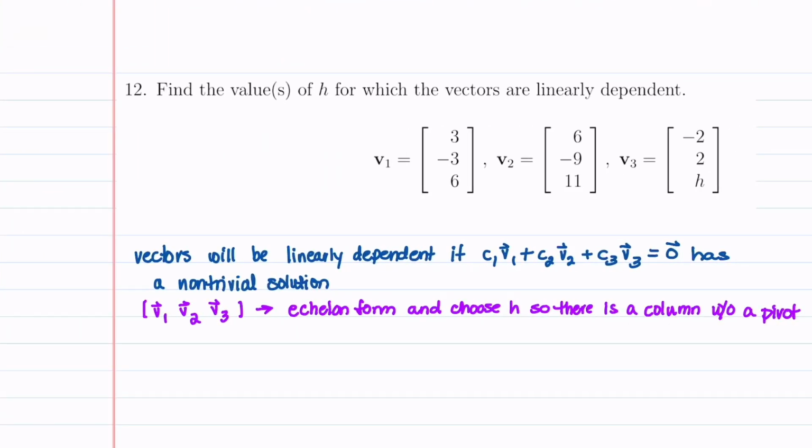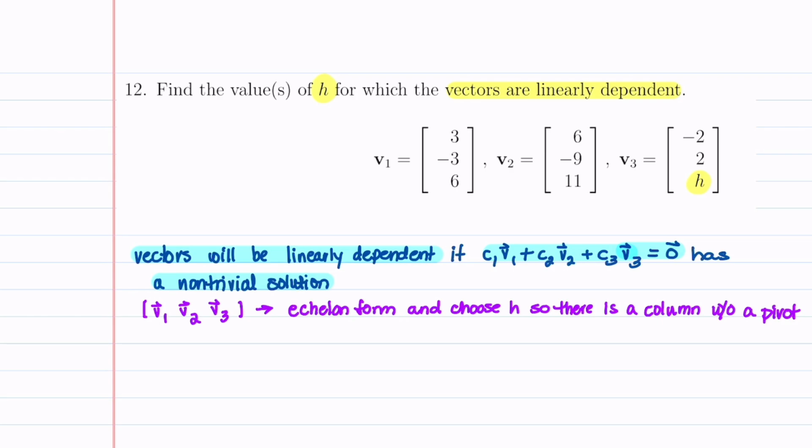In this problem, we're going to find the value of h for which the following vectors are linearly dependent. Let's notice that h is down here in vector v3. Let's talk about a little bit of theory before we dive into the solution of this problem. Vectors will be linearly dependent if the linear combination of these vectors, c1v1 plus c2v2 plus c3v3 equal to 0, has a non-trivial solution. That means a solution that is not equal to 0.